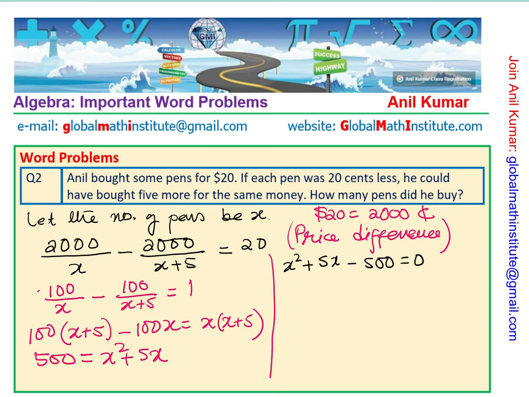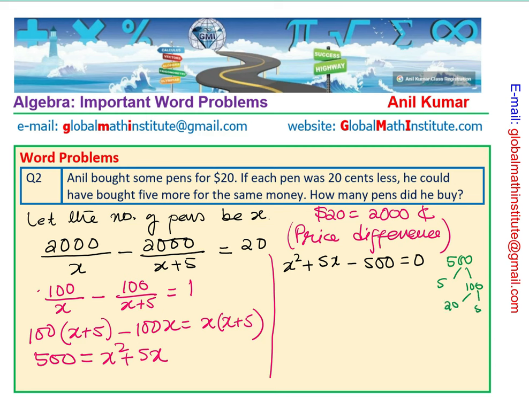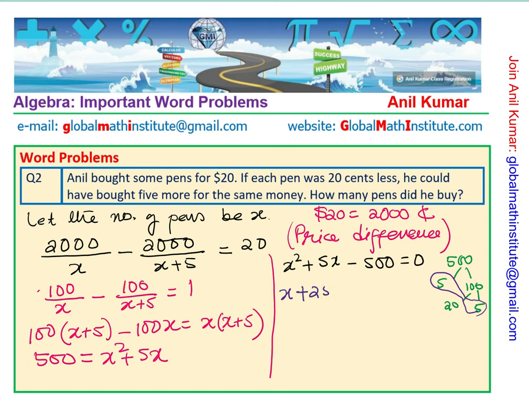So one way is you can split 500 into its factors, like 5 times 100, correct? And 100 can be split into 20 times 5. Make sense? So as soon as you split it like this, you can see that the combination 25 and 20 works, right? So I can actually factor this and rewrite it as x plus 25, the bigger number is positive, times x minus 20 equals 0. And from there we get x equals 20. You get the idea? So we have our answer that the total number of pens should have been 20, right?